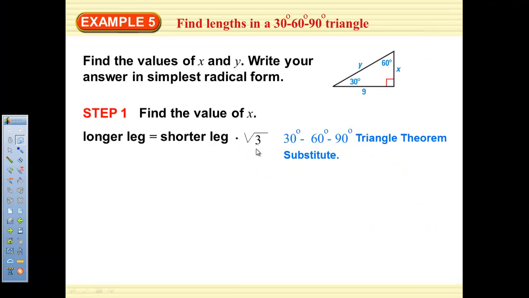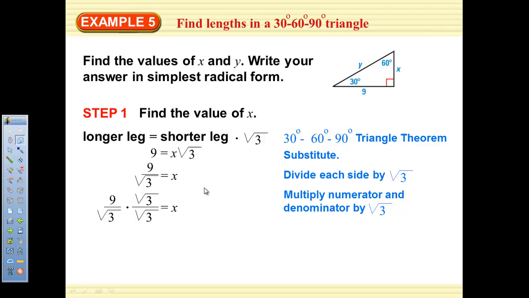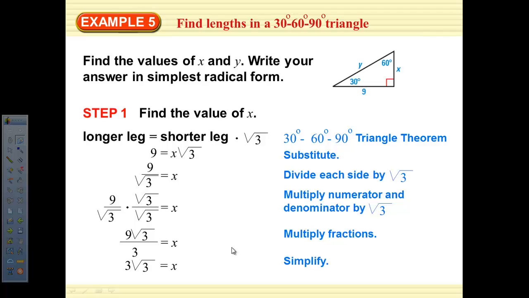Okay? So we found the value of x by doing this. Divide both sides by rad 3. Multiply top and bottom by rad 3 there. And we get 9 rad 3 over 3, or 3 rad 3.